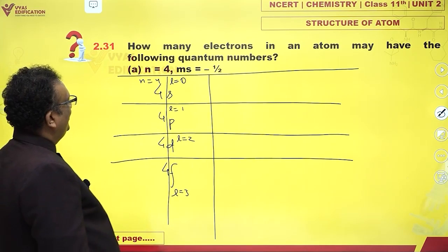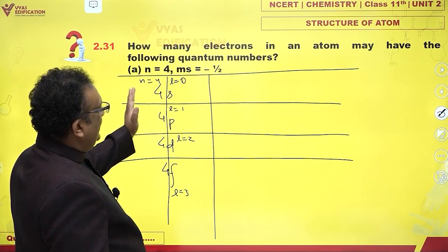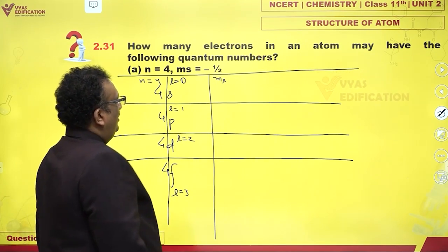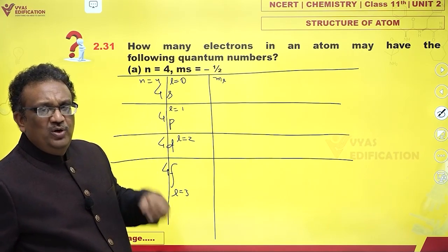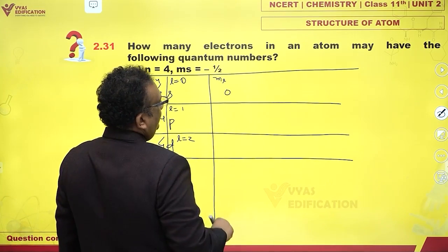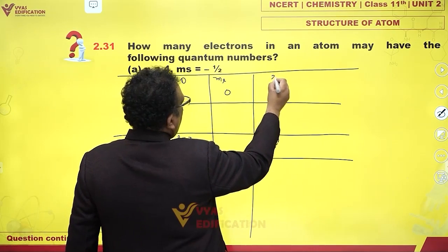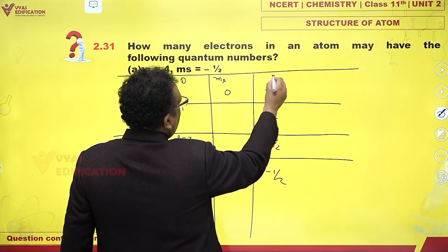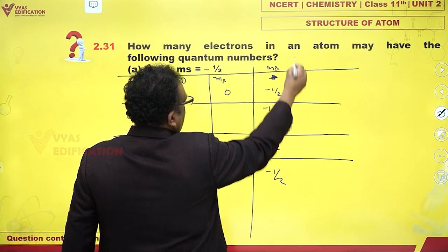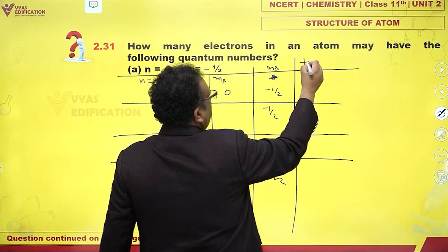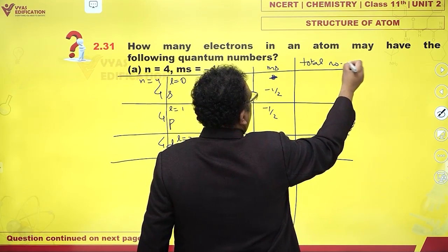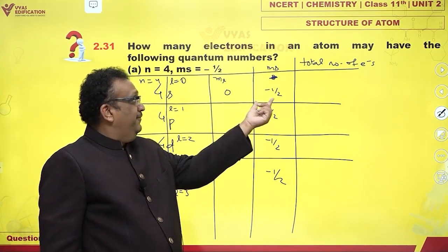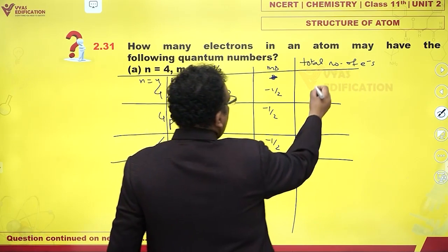Right? So we have N, L. What about M or ML? ML, for s orbitals, it can have only one value, 0. And spin quantum number, MS, can only be minus half. So for 4s orbital, there is only one orbital which contains only one electron with minus half, so only one electron is possible here.